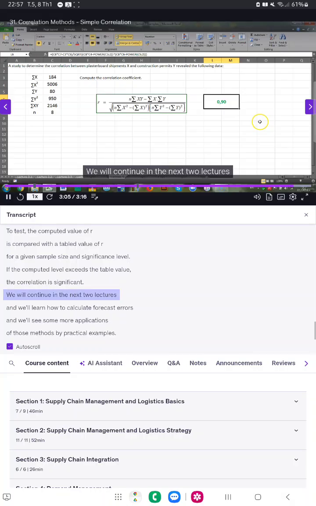We will continue in the next 2 lectures, and we'll learn how to calculate forecast errors, and we'll see some more applications of those methods by practical examples.